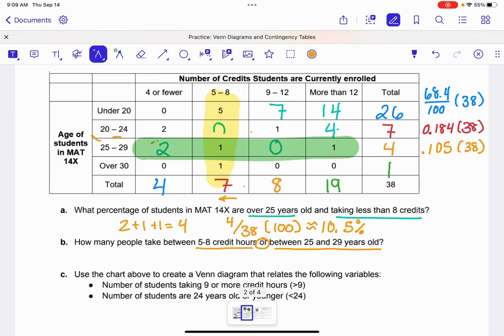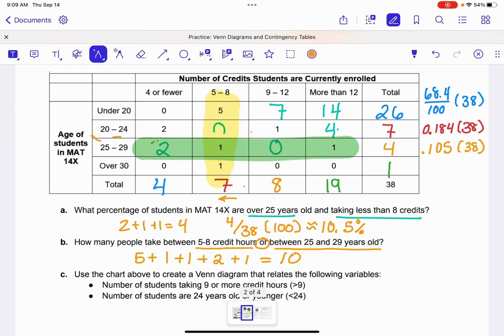So when we go through, I just add what I see. So in the 5 to 8, I have 5 plus 1 plus 1. So that's the 5 to 8 credits plus 2 plus 1. Notice I didn't add that overlap again. I just didn't count it. I'm just counting each number highlighted once. So 1, 2, 3, 5, 10. So we have 10 students.